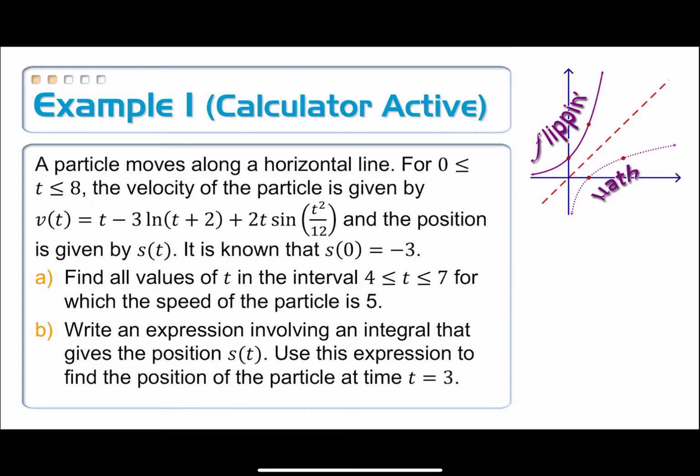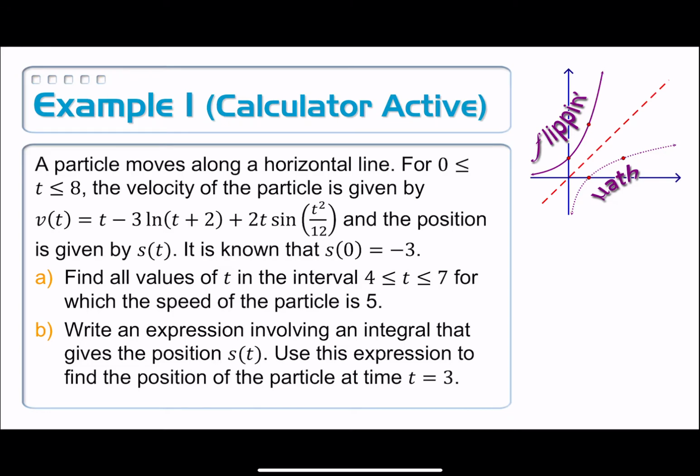And the position function is given by s of t. Well, we know it's s of t, it's not actually given to you. Anyway, it is known that s of 0 is equal to -3. There's our initial, like our starting position, 3 spaces to the left of some sort of origin point. So let's look at the different parts that we're going to have to tackle.